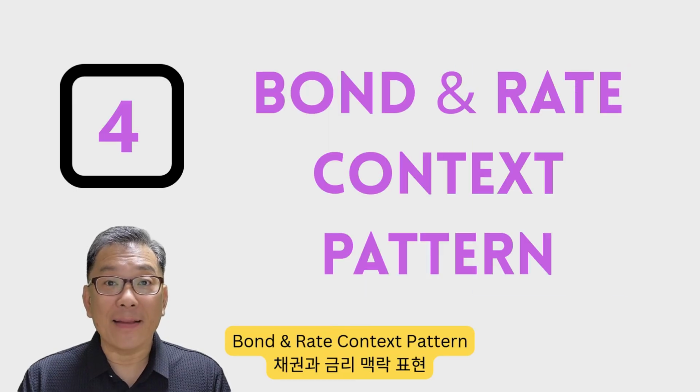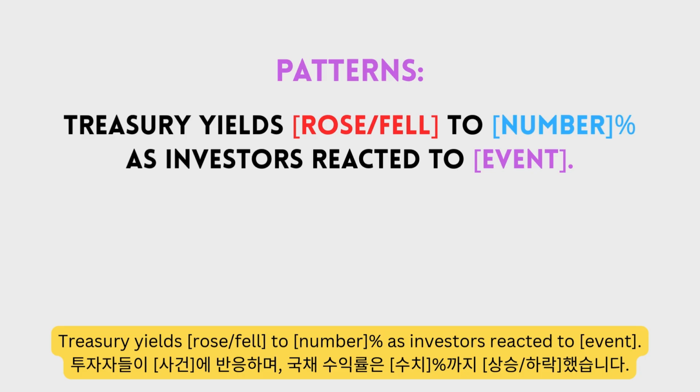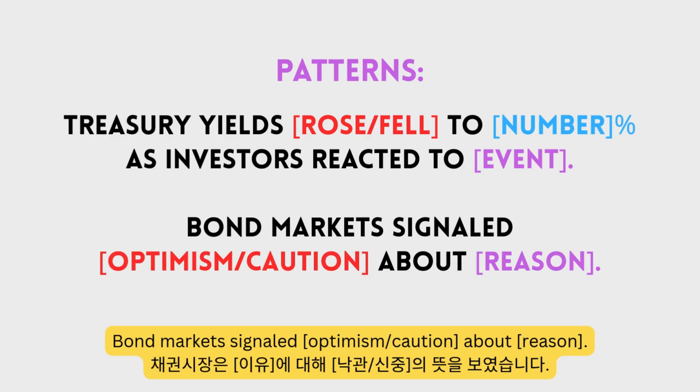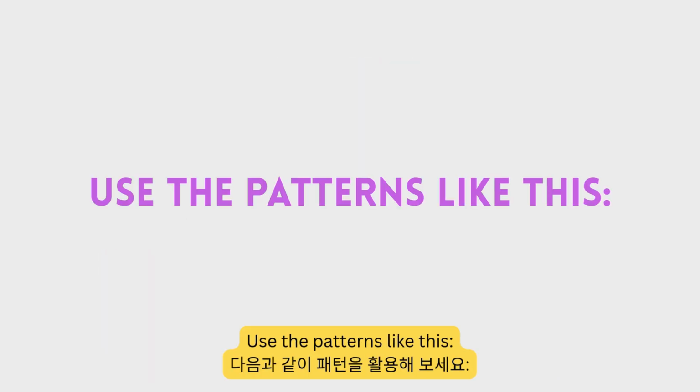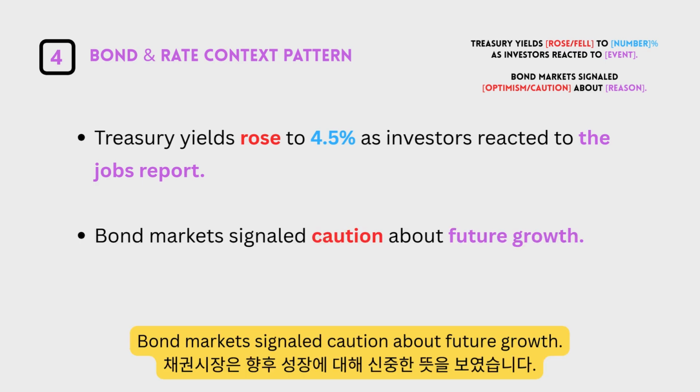4. Bond and rate context pattern. Patterns: Treasury yields rose, fell the number percent as investors reacted to event. Bond markets signaled optimism, caution about reason. Use the patterns like this. Treasury yields rose to 4.5% as investors reacted to the jobs report. Bond markets signaled caution about future growth.